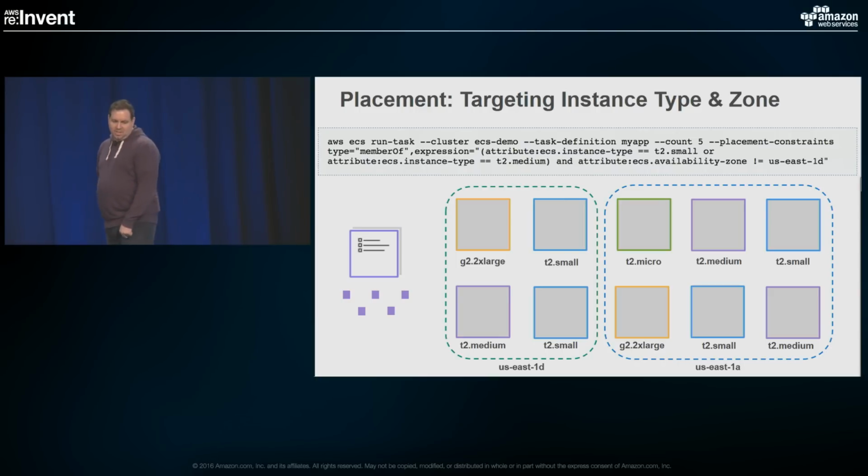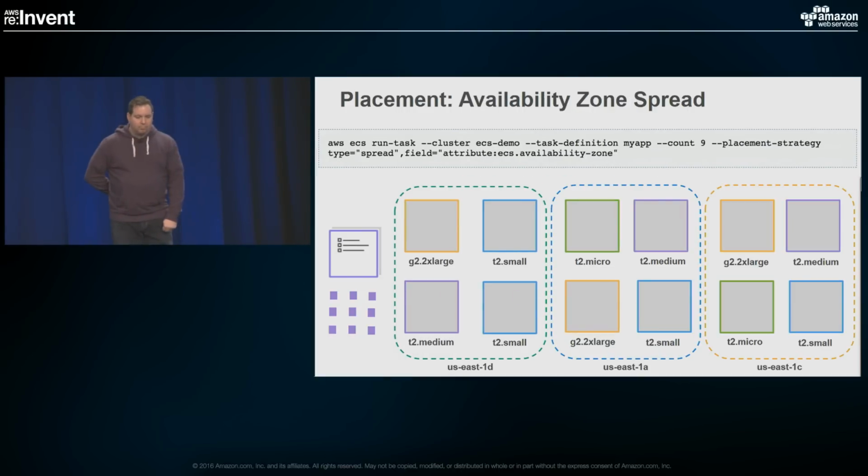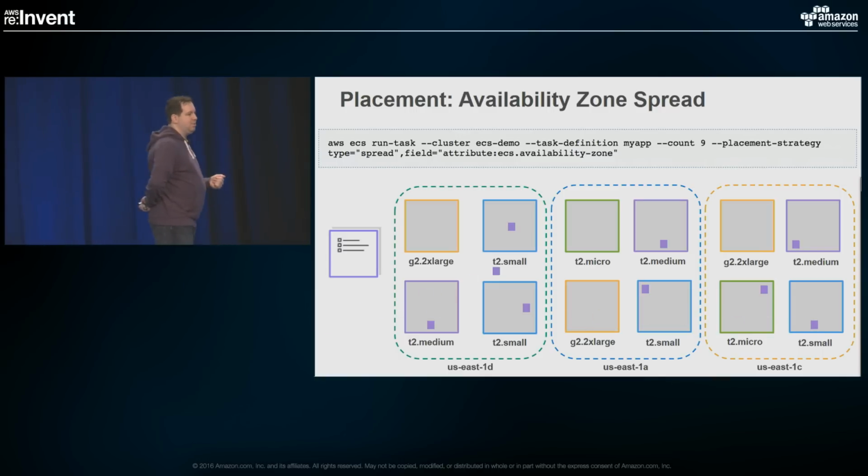Here's an example of the placement by instance type and availability zone. So here in this example, we're going to avoid placing tasks in US East 1D, and we're only going to place tasks on instances that are of T2 small or T2 medium. And here is the command to run a task with a count of 9 and spread these across all availability zones. You'll see the way we do this is we make sure that as we start the task, we're doing this evenly across the availability zones in which you've told us that you want your service to run.